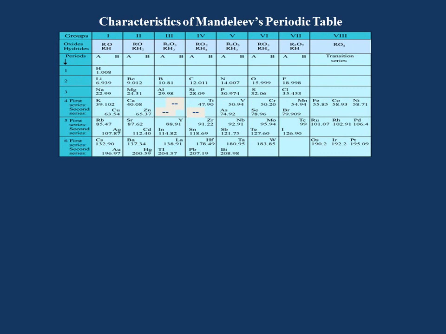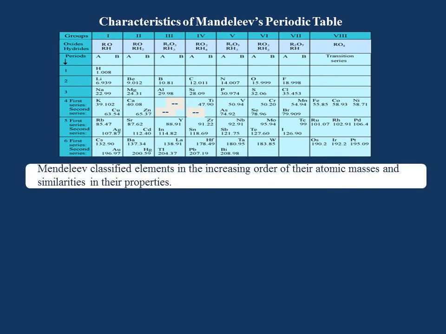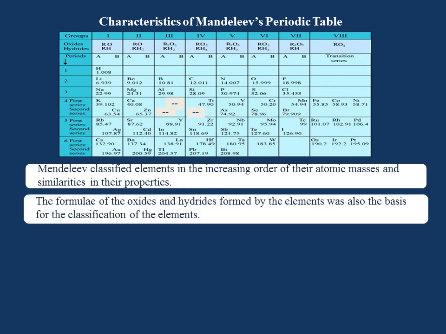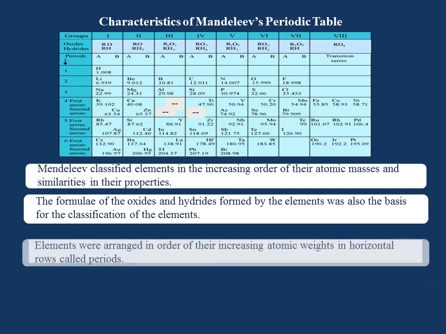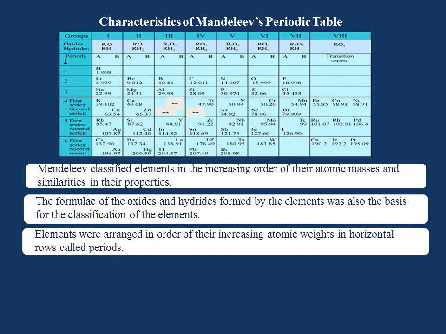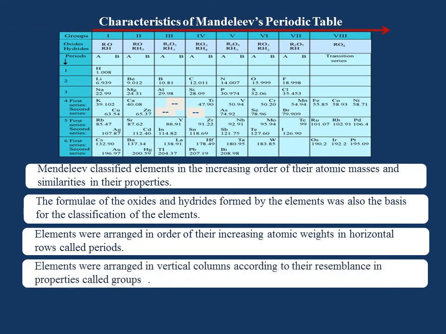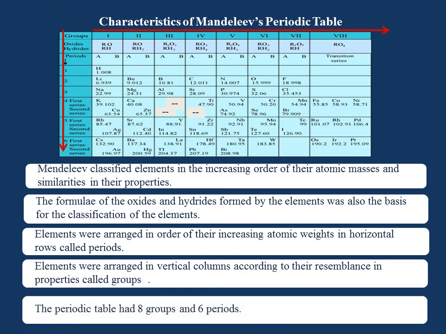Now let's go on to some characteristics of Mendeleev's periodic table. Mendeleev classified elements in the increasing order of their atomic masses and similarities in their properties. The formulae of oxides and hydrides formed by the elements were also a basis for the classification. Elements were arranged in order of their increasing atomic weights in horizontal rows, which are called periods, and in vertical columns according to their resemblance in properties, called groups. The periodic table had 8 groups and 6 periods.